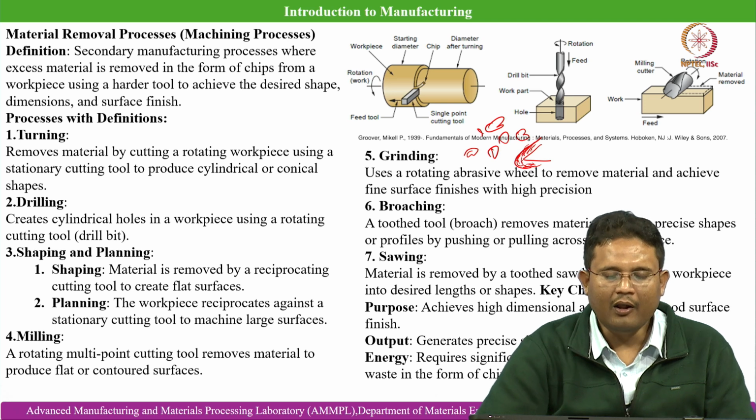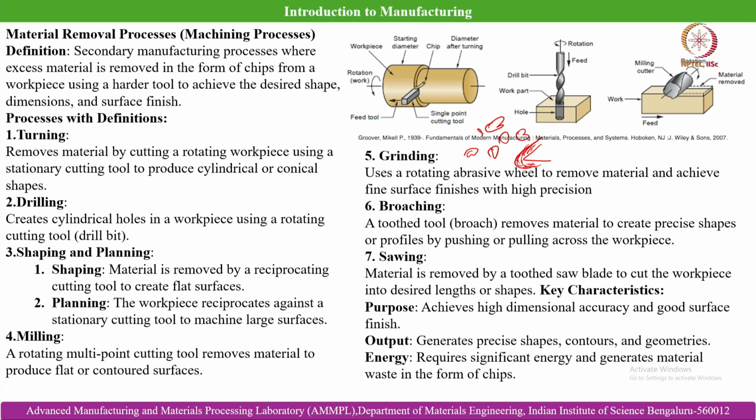In case of broaching, we use a toothed tool, the broach, which removes material. Generally we do it in case of hollow shafts. In this case, you can understand, this is a hollow shaft where we can put the broaching tool inside, and which is capable of the finishing process, and also making through or blind holes in case of circular cylindrical cross sections. Often we do the broaching operation by mounting the tool over a lathe. So this is about broaching.